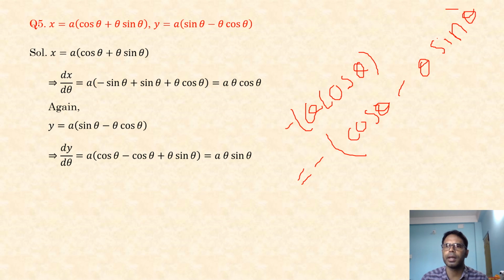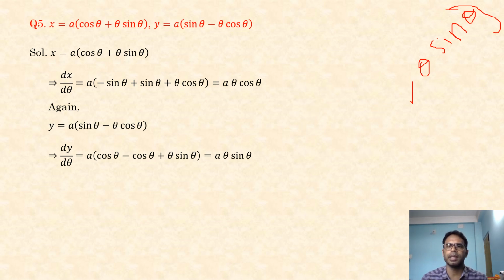I put the minus sin here together. So when I multiply minus and minus, it becomes minus cos theta here, and minus minus is plus theta sin theta, which I write here. This time cos is positive, negative cancels, it is a theta sin theta. Now just divide the second one by the first one, and the answer will come.